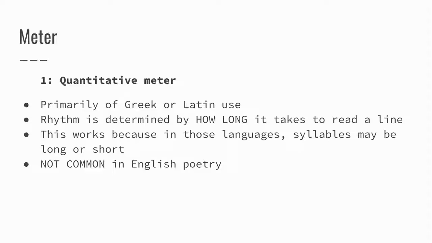And this type of meter is not at all common in English poetry because in English, a syllable is generally the same length of time as the next syllable. So for that reason, we don't see quantitative meter very much in English poetry.